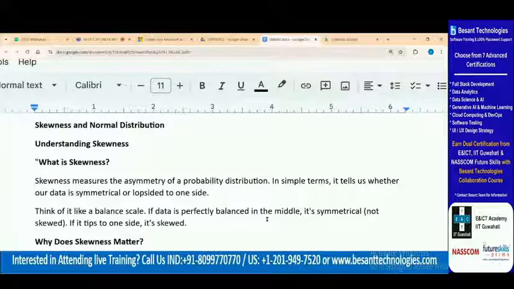So now let's start with what is skewness and normal distribution. Skewness is a measure of asymmetry for your probability distribution.